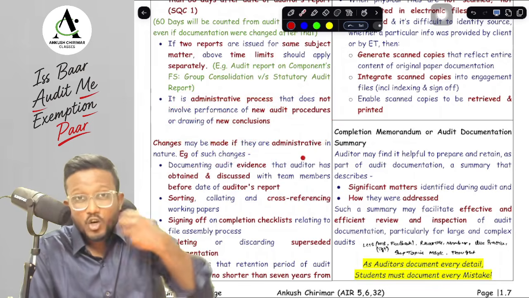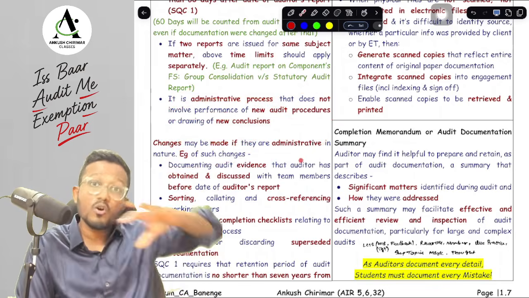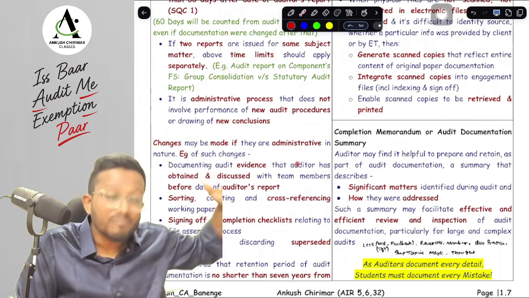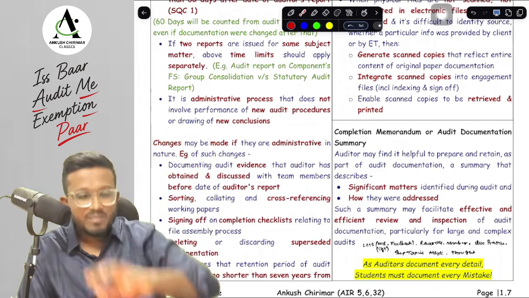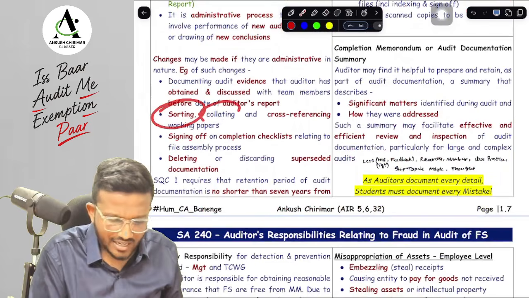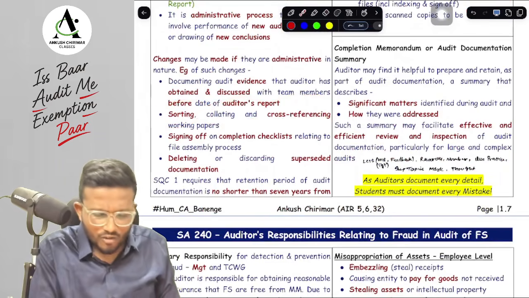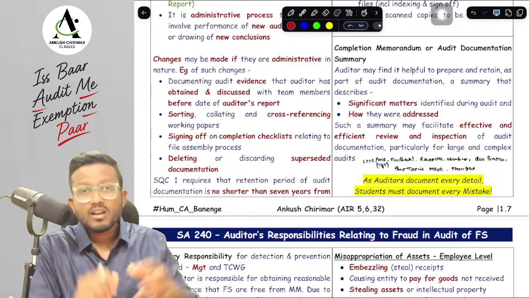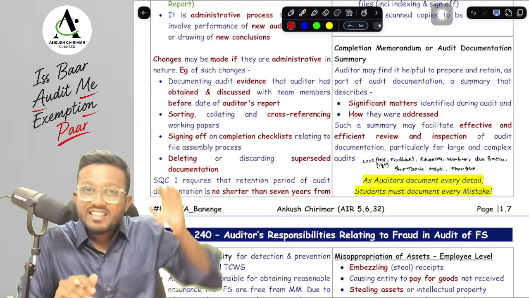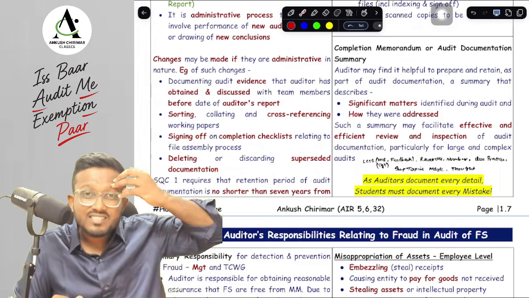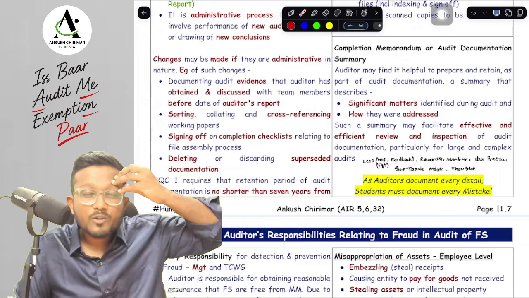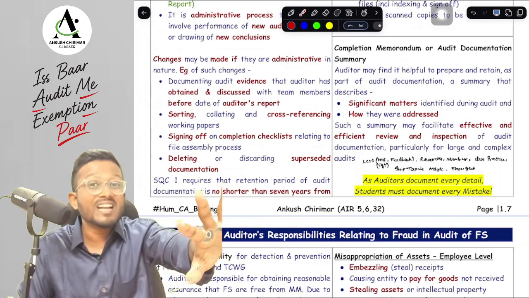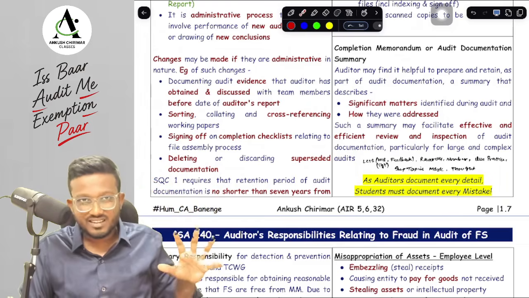For example, we can document the audit evidences that we have already received or already discussed prior to the date of the report. We can document them now. Next is any sorting, collating, or cross-referencing of working papers, any sign off on the completion checklist, and any deleting or discarding of superseded documentation we can do. I am just repeating now that SA 200, 210, 230, you just have to understand them. You don't have to memorize anything. You need to understand all these things.